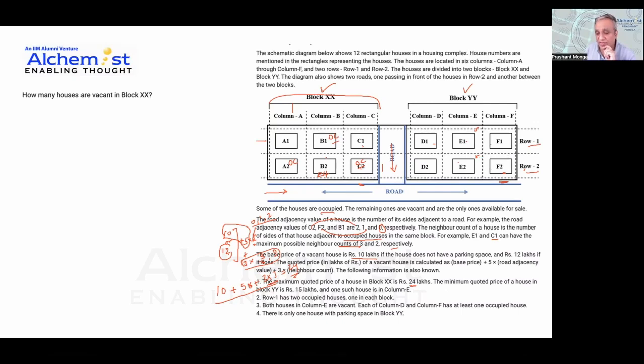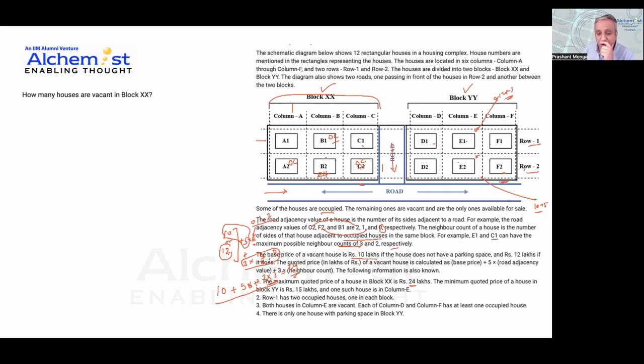So this has road adjacency value. It doesn't have parking, so it will be 10 plus 5. If both of them are vacant, it can be 15. Can this be 15? Yeah, this could be 15 because it will not have any road value. It could be 12 plus 3, but it can't have a 5 at all. So it can't be 10 and then go to 15. So if this is there, then this has to be 12 plus 3. So I don't know. Let's see.